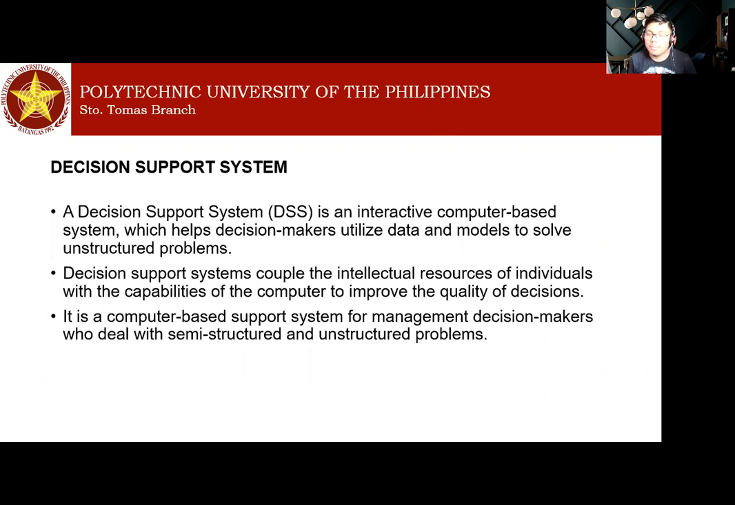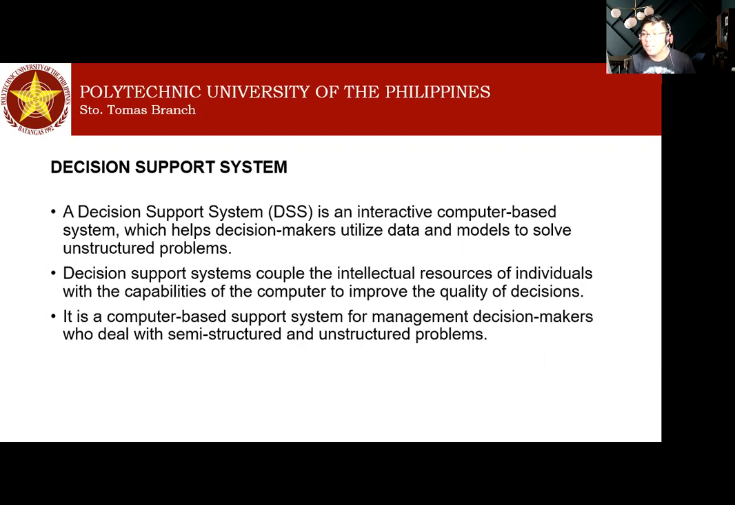solve unstructured problems. So DSS couples the intellectual resources of individuals with the capabilities of the computer to improve the quality of decisions. And it is a computer-based support system for management decision makers who deal with semi-structured and unstructured problems. So kagaya na pinakita ko during our discussion with the TPS, most of the data na pumapasok kay TPS will be generated and transferred to our DSS as information na ginagamit ng ating top management in order to make decisions for semi-structured or unstructured problems.